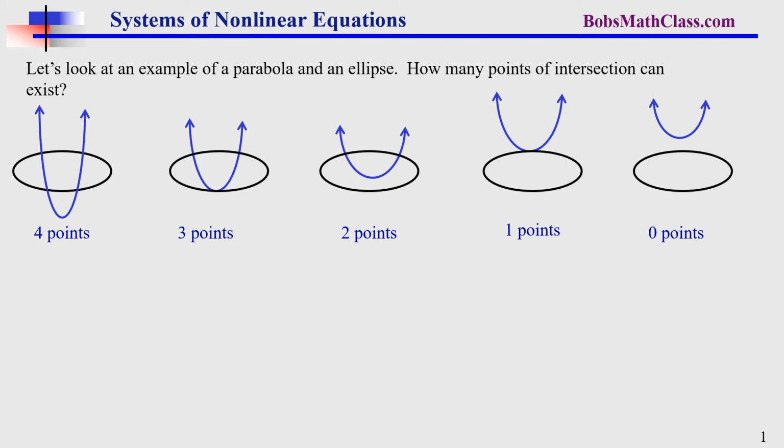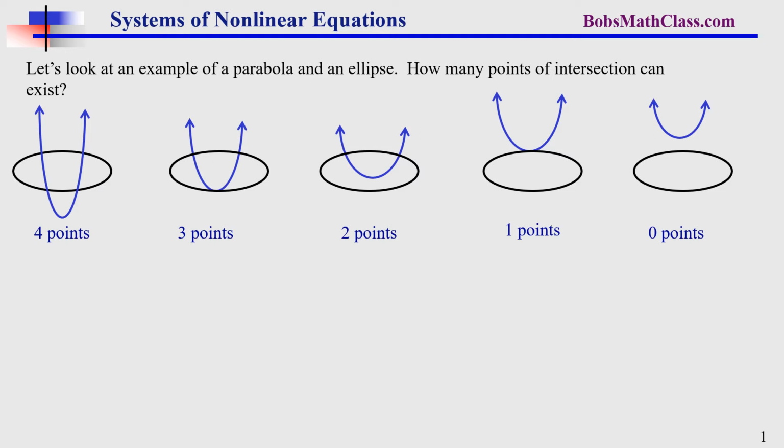And just the different drawings. By the placement of the parabola compared to the ellipse, you could see that there could either be 4 solutions, 3 solutions, 2 solutions, 1 solution, or no solutions. I should say no real solutions. We'll talk about that in a little bit. But they can intersect at 4 points, 3 points, 2 points, 1 point, or they cannot intersect at all. That's really a better way of saying it.